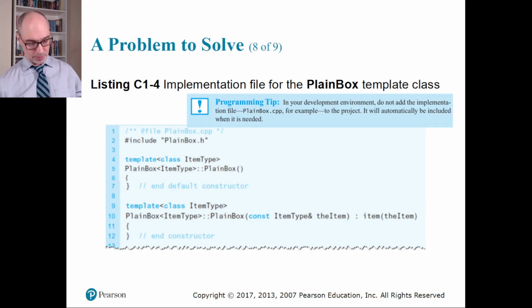So there's a programming tip here that says, in your development environment, do not add the implementation file, plainbox.cpp, for example, to your project. It will instead be automatically included by the compiler when it's needed. So why is it being included by the compiler when it's needed?